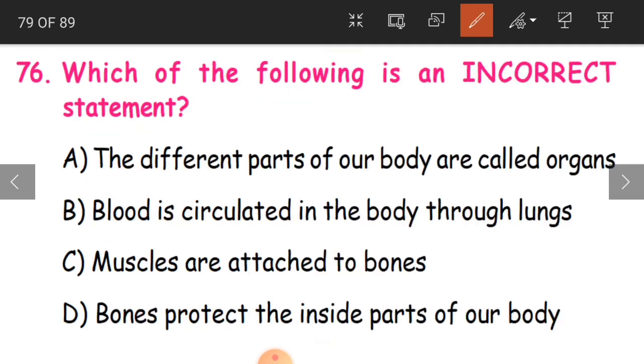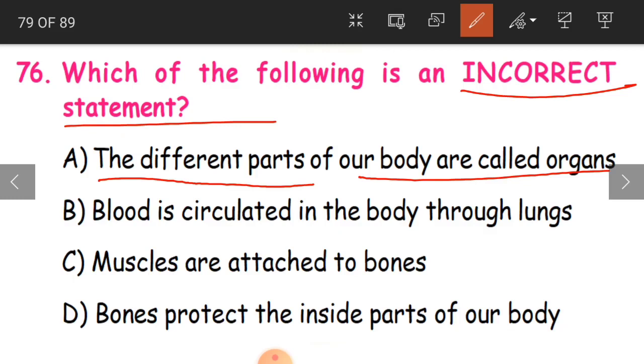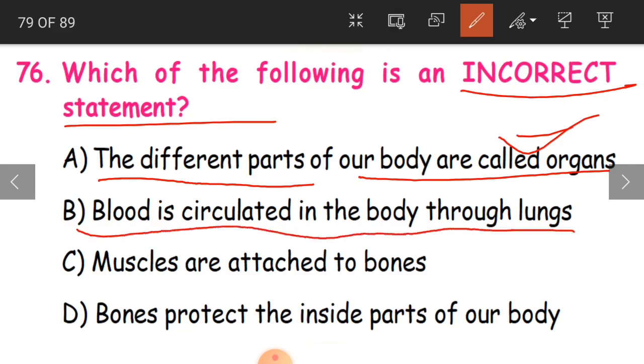Now, 76th question. Which of the following is an incorrect statement? Incorrect statement. So we'll see. The different parts of our body are called organs. Yes, this is correct. Blood is circulated in the body through lungs. No, this is wrong. Blood is circulated in the body through the heart. From the heart, through blood vessels, blood is circulated in our body. No, it is not with lungs. So this is the wrong one.